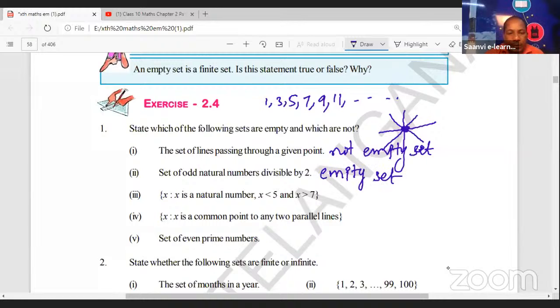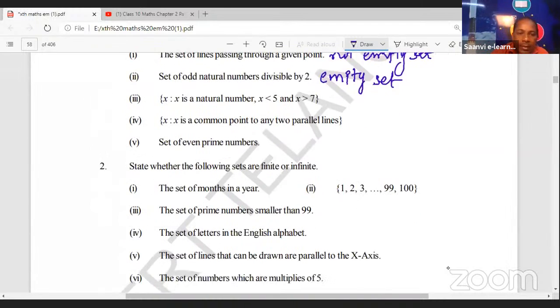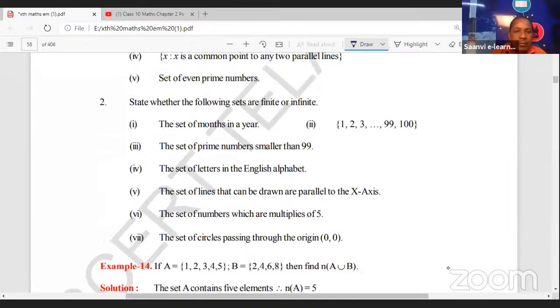So children, you see the given statement. If there is a possibility to write the elements, it is not an empty set. If there is no possibility to write the elements, it is an empty set, right? So you complete this bit. And here, the second bit is asking: state whether the following sets are finite or infinite.